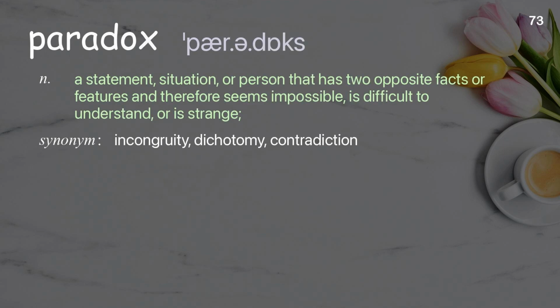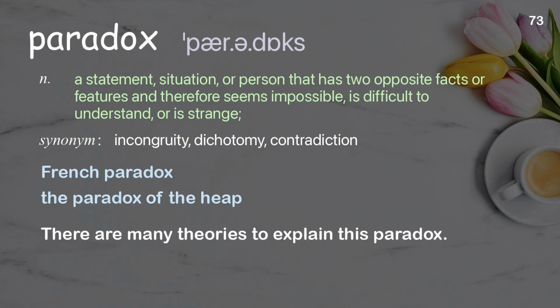Paradox. A statement, situation, or person that has two opposite facts or features, and therefore seems impossible, is difficult to understand, or is strange. Examples: French paradox. The paradox of the heap. There are many theories to explain this paradox.